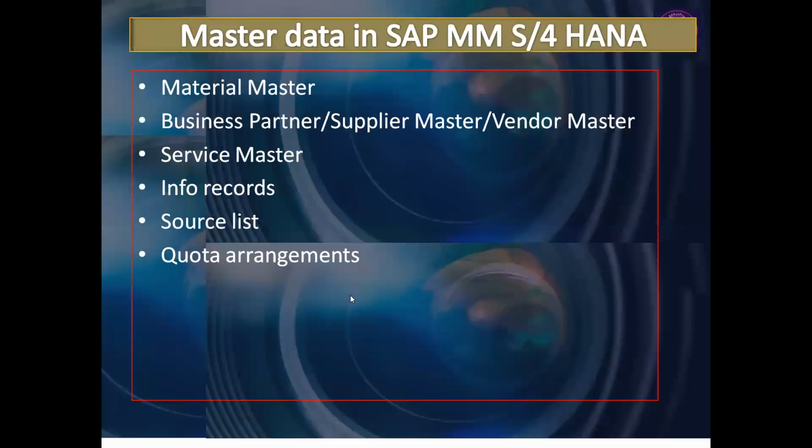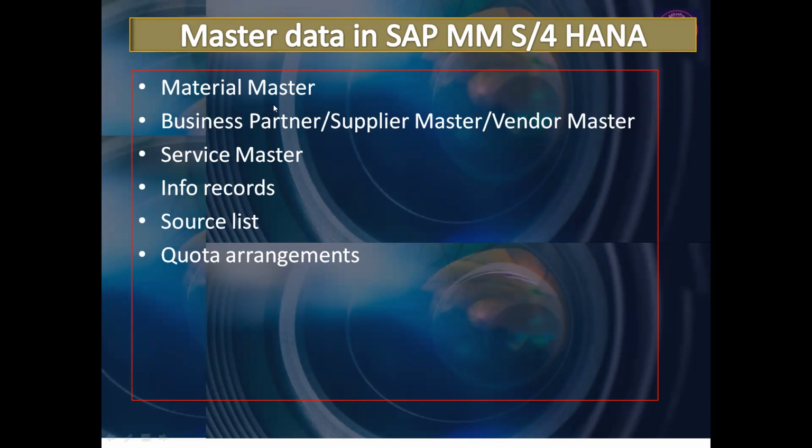When we start with master data, these are the different types of master data we have in SAP MM: material master, business partner, which is supplier master or vendor master. In S4 HANA, this functionality is called business partner. We have already discussed business partner in detail in our previous videos. You can go through that, or we will discuss it again if you have any issues. Then we have service master, where we maintain all the services. Info records, source list, quota arrangement. So these are called master data in SAP MM S4 HANA. I'm just giving you a little overview of all these, and then we will discuss in detail later.